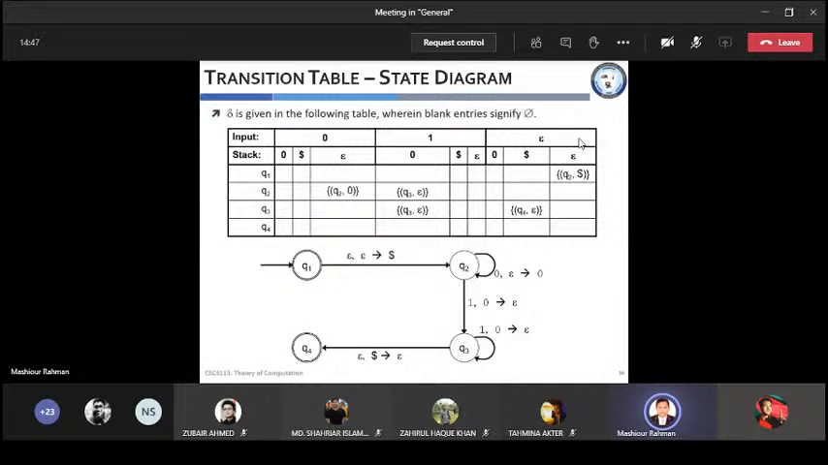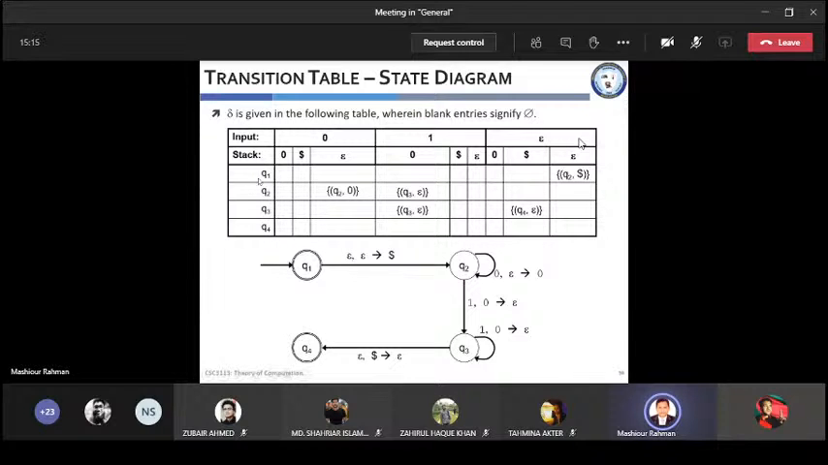In the entries, you can see how many transitions there are. If you count them, there are transitions 1, 2, 3, 4, 5. So there are 5 transitions. You can see that there are 5 entries, and all other entries are null. As there are 5 transitions, there are 5 entries. Now let's look at the transitions. The first transition is from Q1, for input epsilon.